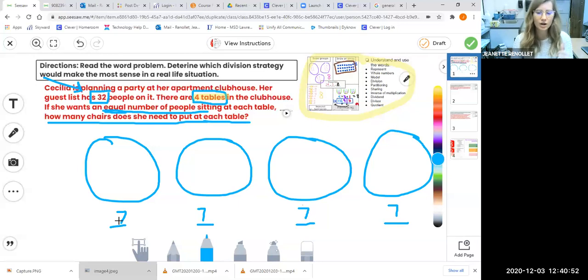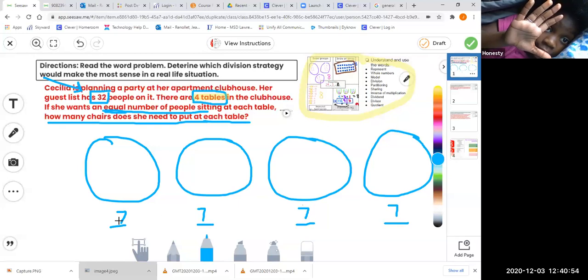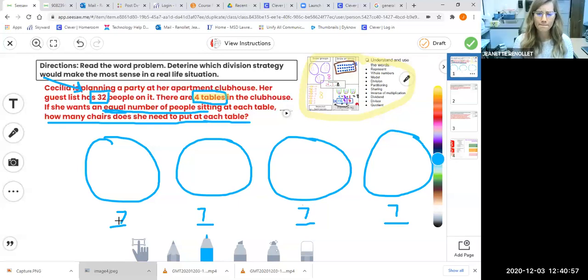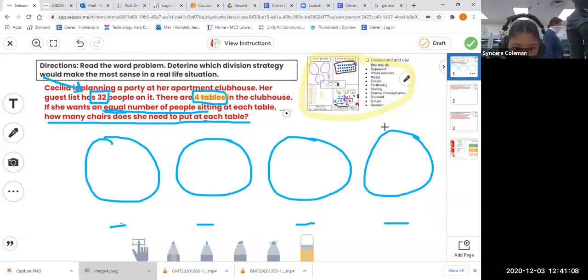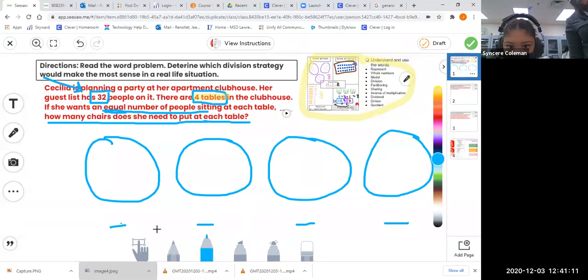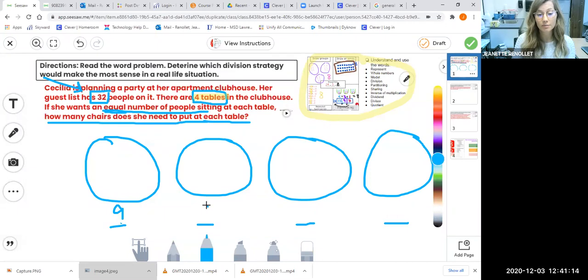I already see some friends who know. Honesty, what would that be? 28. Okay, that's only 28 guests. Thank you, Honesty. So 7 guests at each table is not enough. Let's check to see about 9. Let's put 9 chairs at each table. Let's do 9 equal groups. If we put 9 chairs at each table, 4 groups of 9, what would be the product?